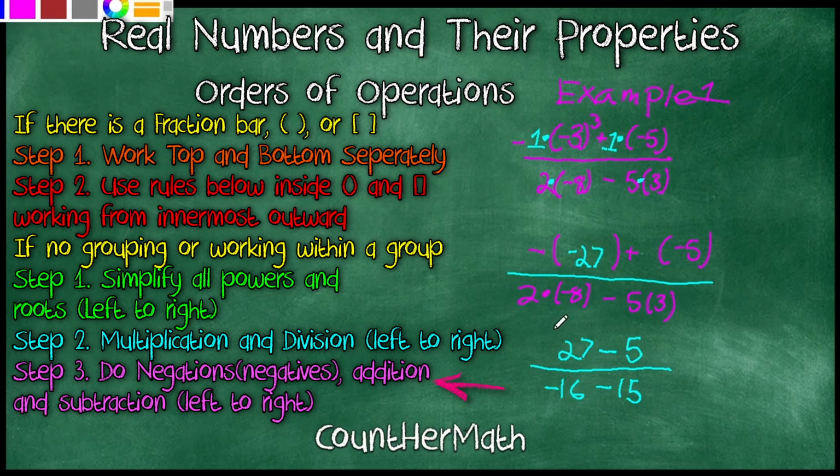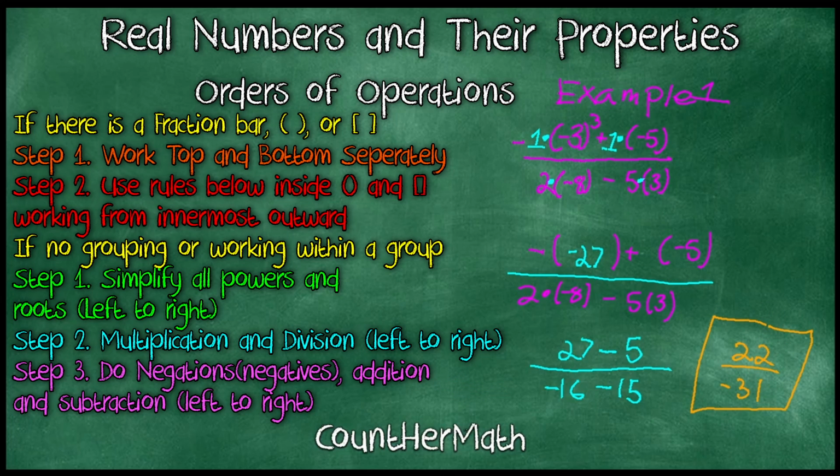Let's grab a new color. 27 minus 5 is going to give us 22. And -16 minus 15. I'm at -16, and I'm going to get even more negative. I'm going to go back 15 more, and that brings me to -31. Now this could be considered your answer, and it is correct, but part of our order of operations is to do that negation, which means we want to pull the negative out of the 31 and apply it to the entire fraction, which would look something like this. So we have -22 over 31.